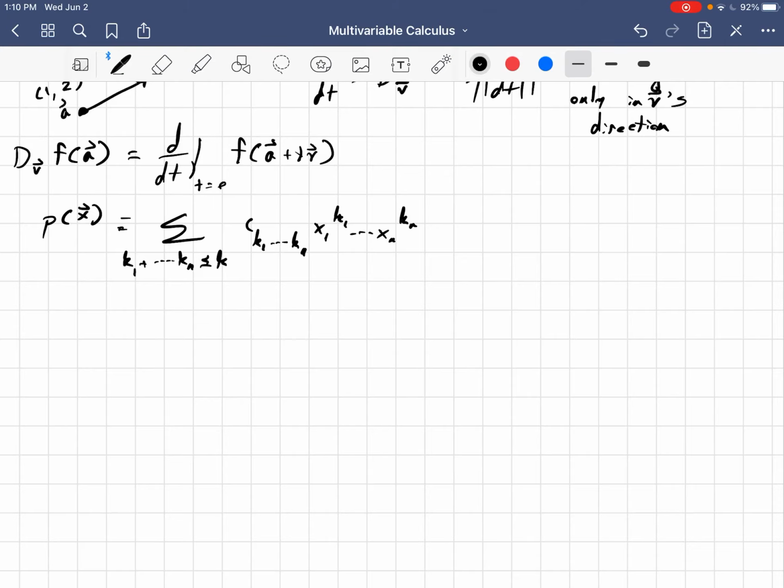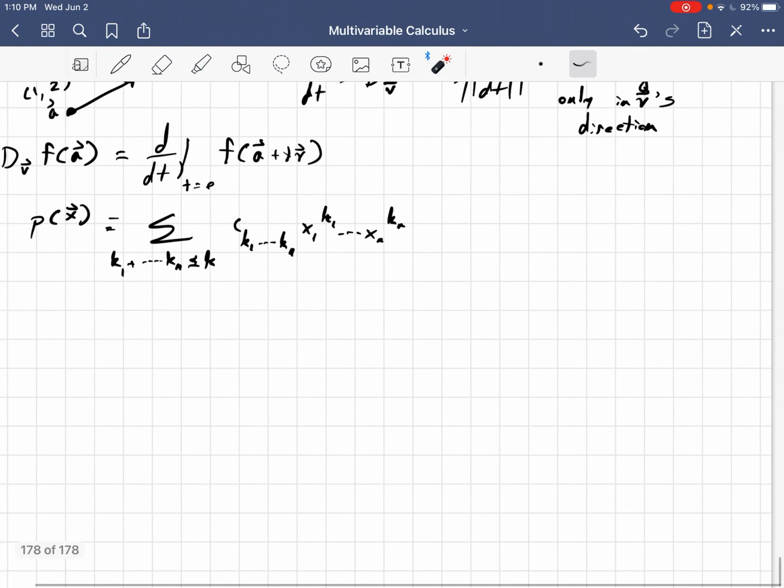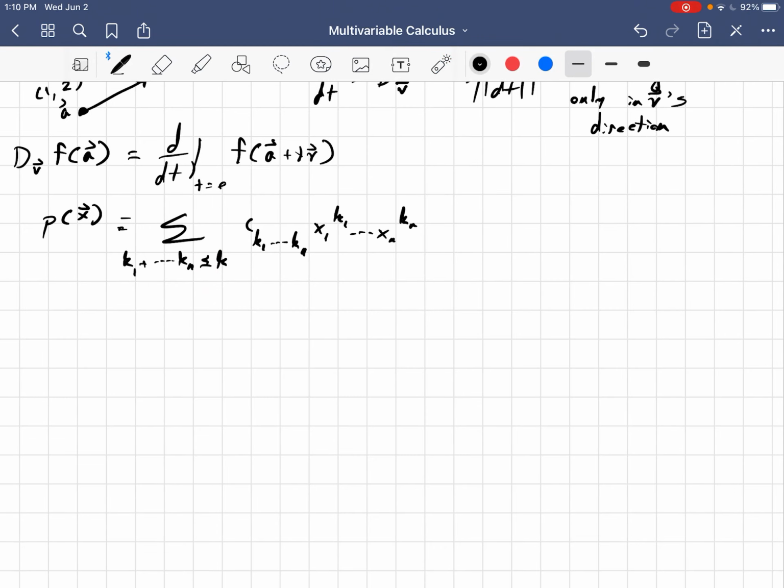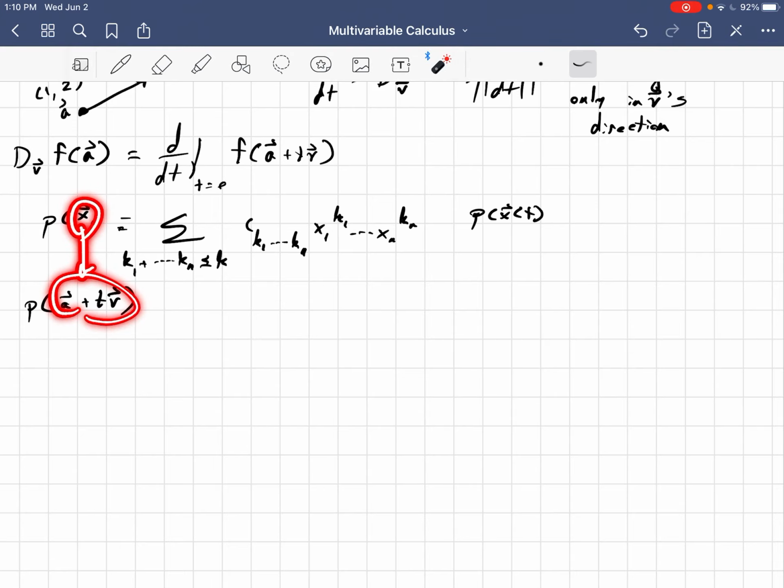it's saying that we've got a sum of polynomials. They each have some degree. That degree can be no more than the total degree k. And so now we can talk about parameterizing the vector input x as a plus tv, right? So in other words, parameterizing our vector in terms of that line. And so computing p of x of t, because this is really a function of t, because a and v are constants, would be absolutely massive.